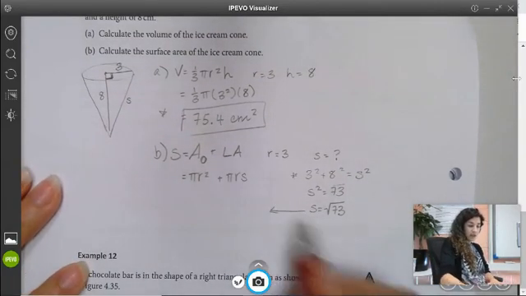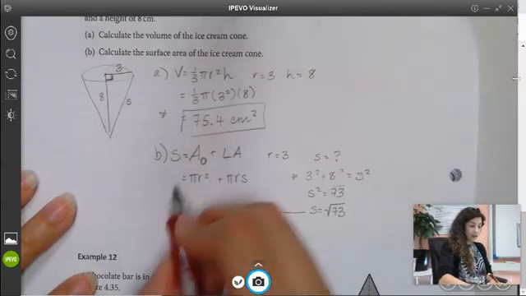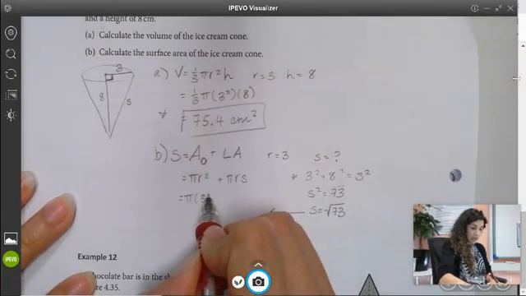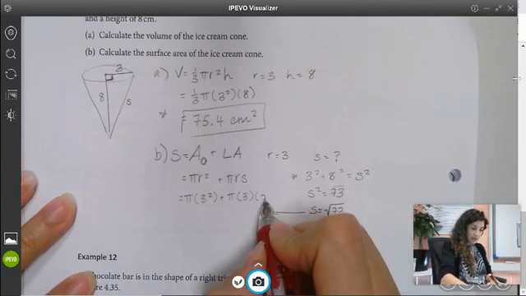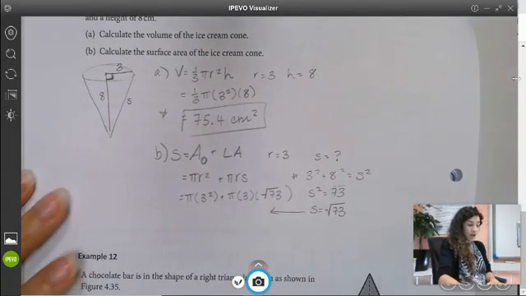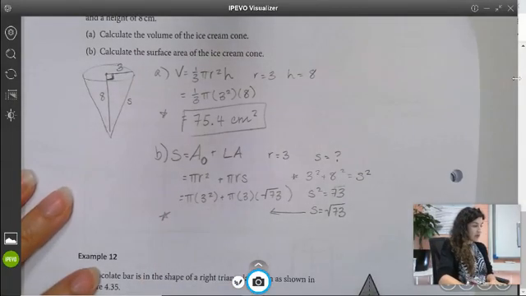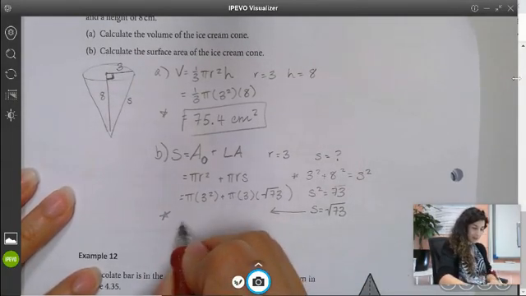Okay, so now I can use that to plug it into my formula. I've got pi times the radius squared plus pi times the radius times the lateral height. Go ahead and plug that all into your calculator and tell me what you get to 3 significant figures.